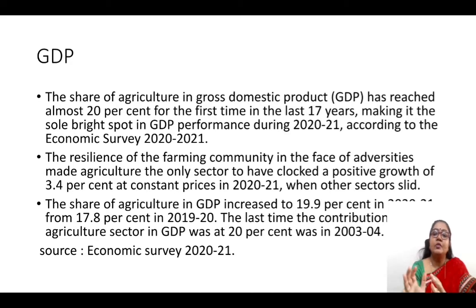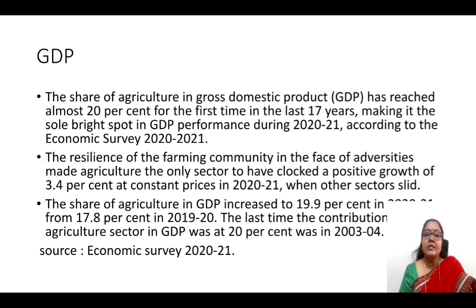So when we look into the contribution of agriculture to the GDP, we find the share of agriculture to GDP is slowly increasing, and it's about 19.9%, or rounding off to 20%, for the first time in 17 years, making it the sole bright spot of GDP during 2020-21.